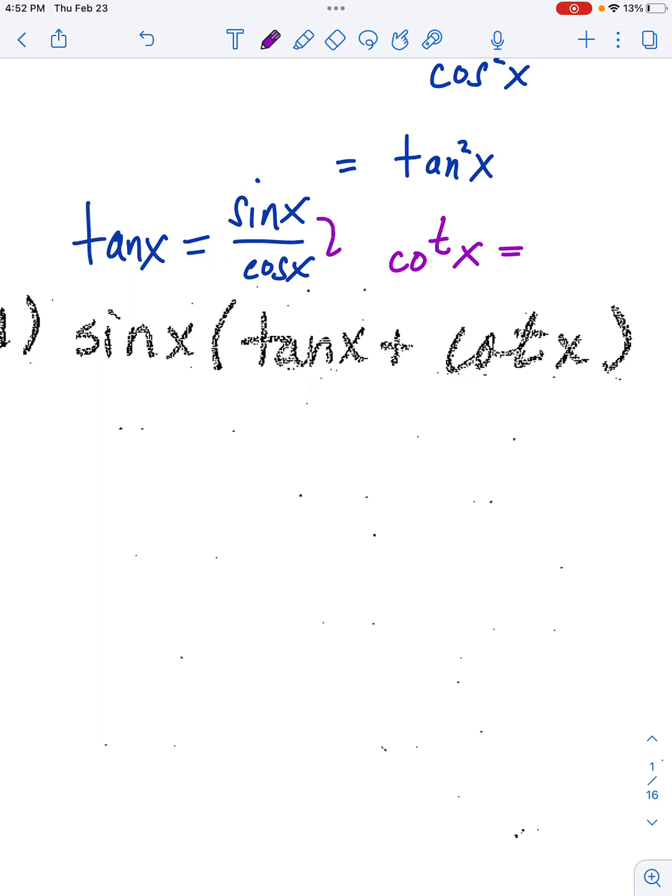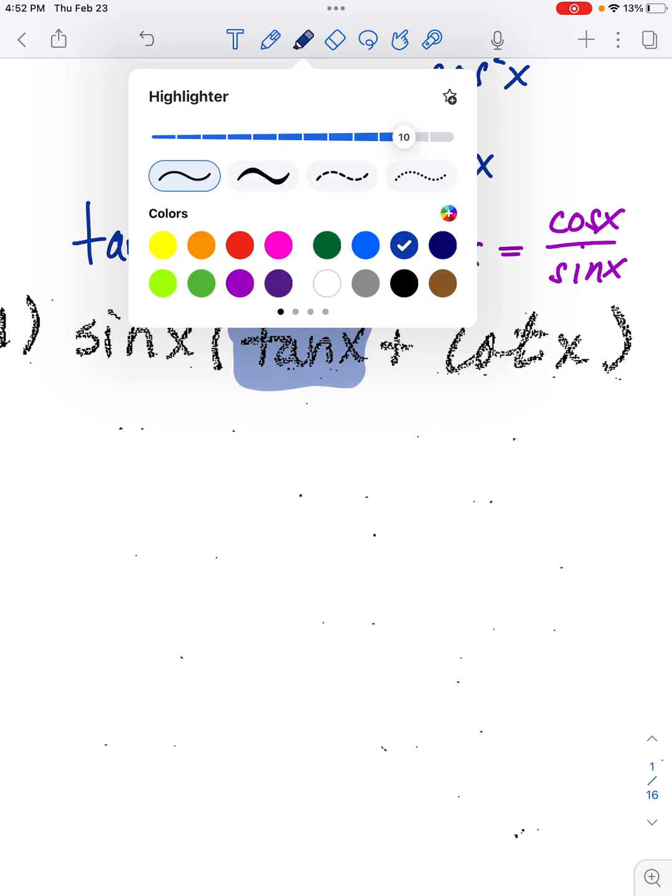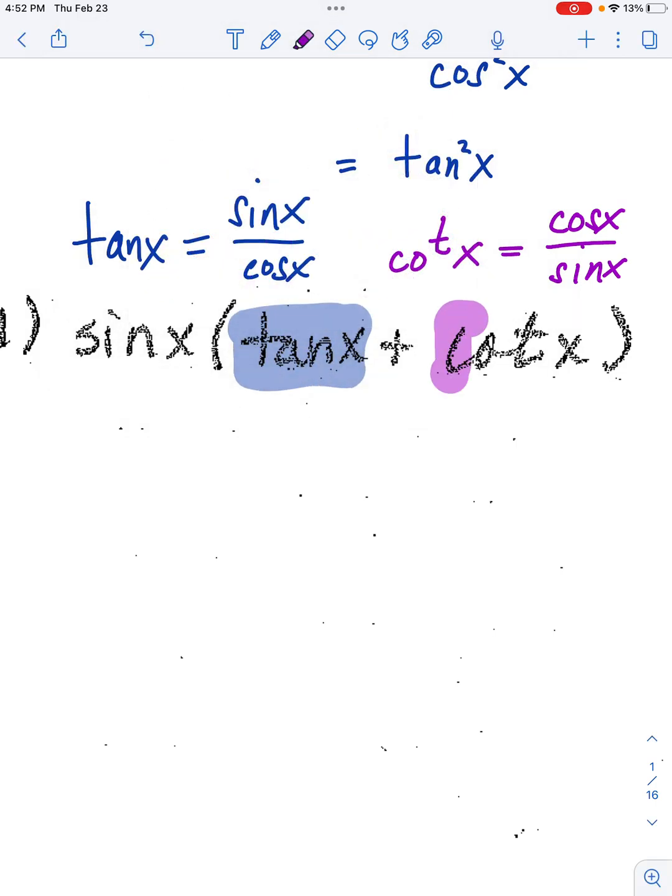All right. So the cotangent of x is cosine x all over sine of x. That's the cotangent of x, okay? So let's sub these in, okay? We'll sub the blue guy in right here. We'll sub the purple equation in right here.